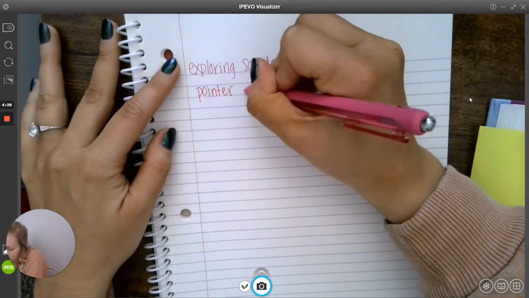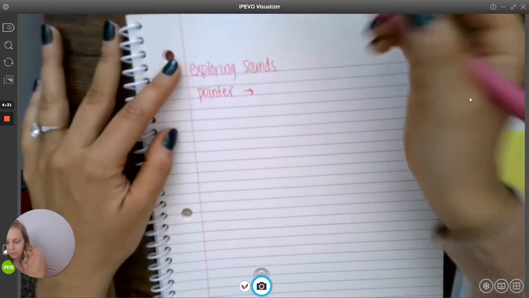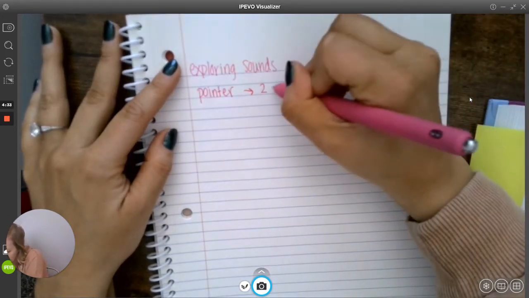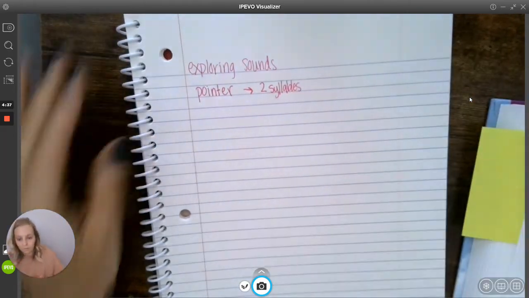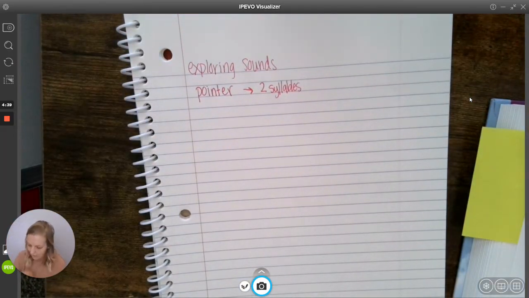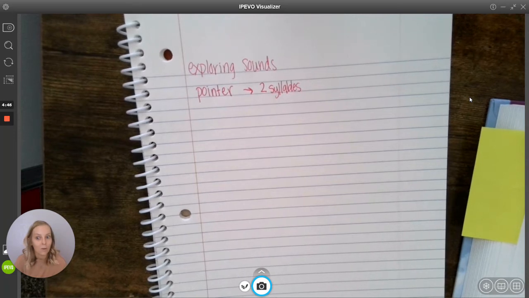Let's write pointer. And draw a little arrow, and we're going to write 2 syllables. Okay. How many vowels do you see in pointer? How many vowels? There are 2 vowels in pointer.